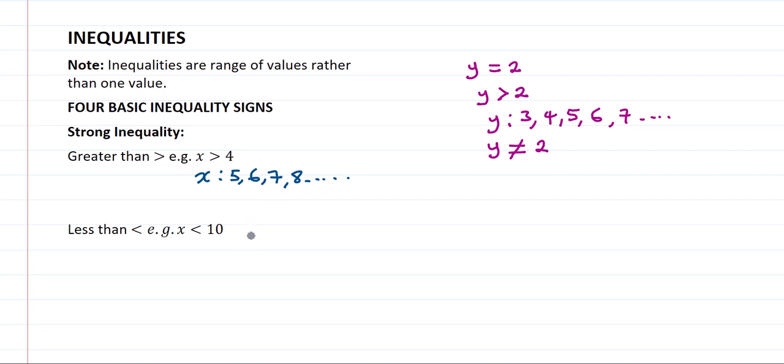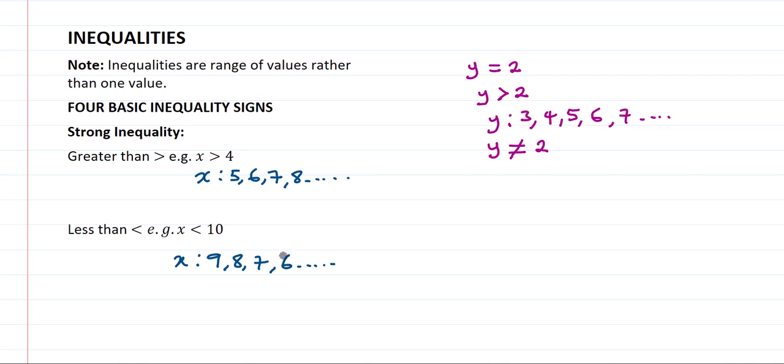Now let's talk about less than. For this strong inequality, when we say x is less than 10, it simply means x is a range of values less than 10. So we have 9, 8, 7, 6, and up to negative infinity. So it means it is less.